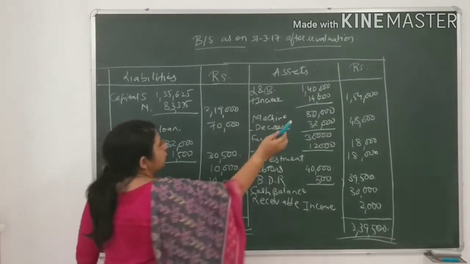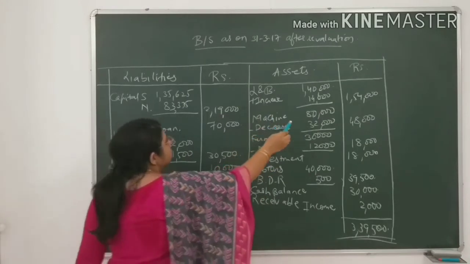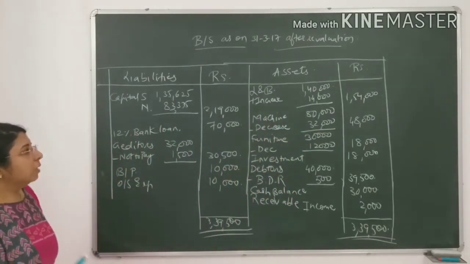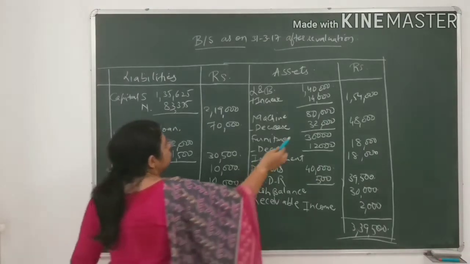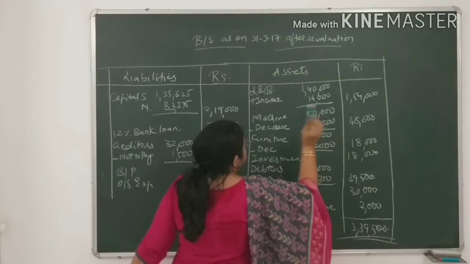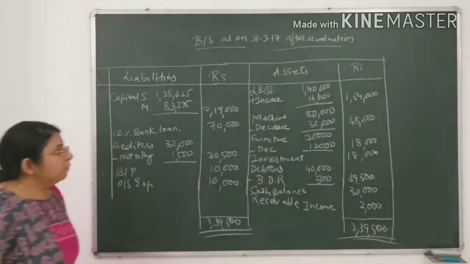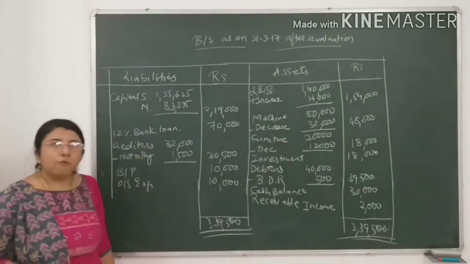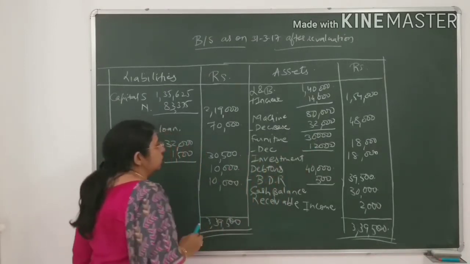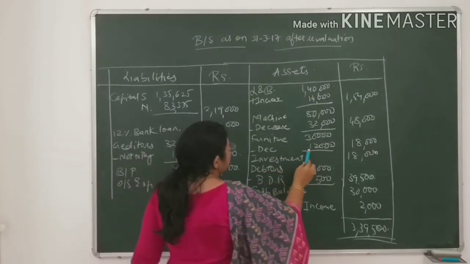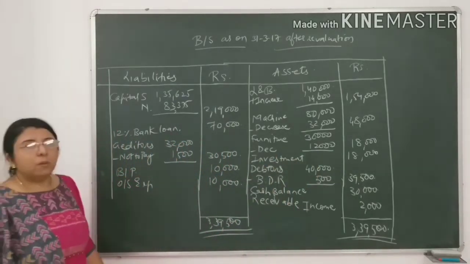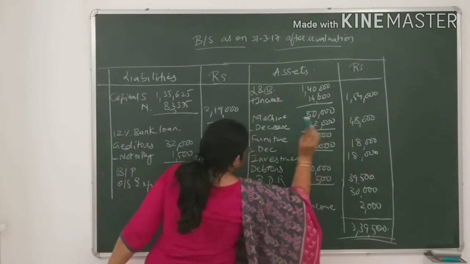Next is machinery. In machinery, the actual value given in the old balance sheet is 80,000. In the adjustment it was given as a decrease by 40%. So minus 32,000 decrease is there. So in the outer column you will show 48,000. In furniture also there was a decrease of 40%. So the old value was 30,000 minus the decrease in the value of furniture by 40%, that is 12,000. So in the outer column you will mention rupees 18,000.